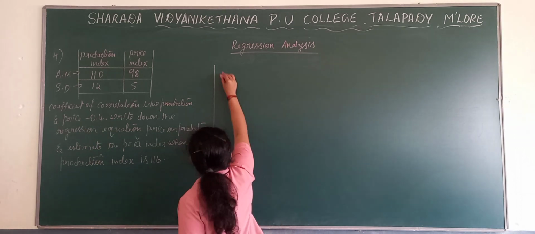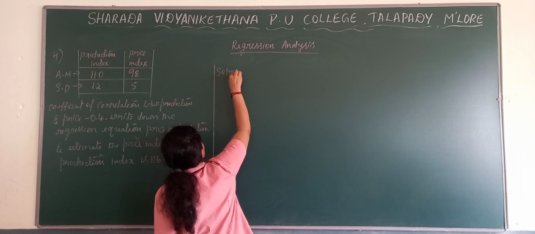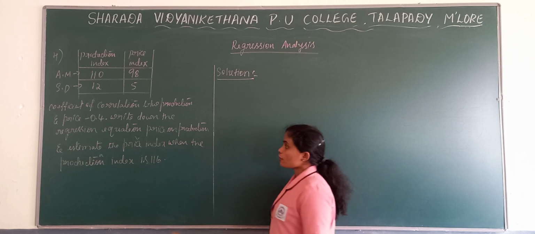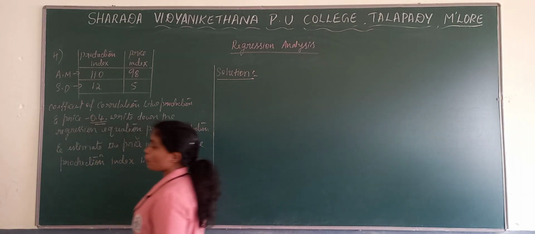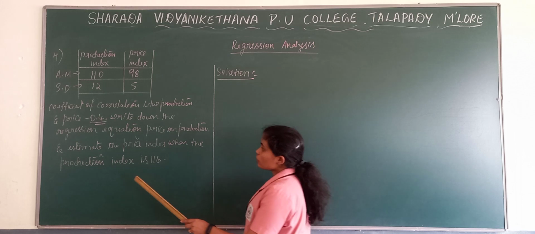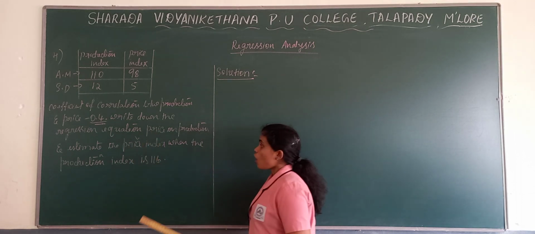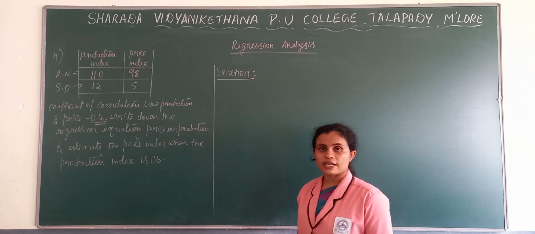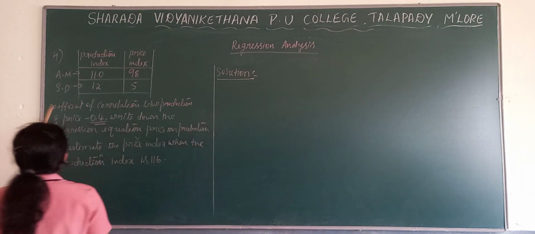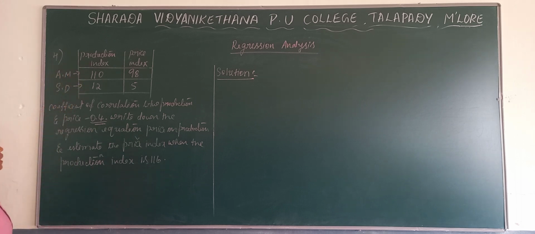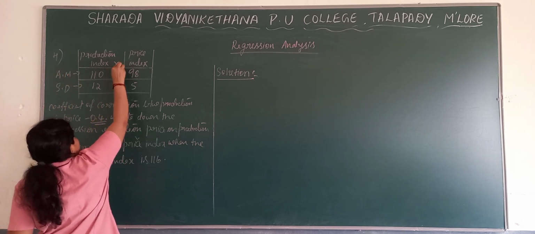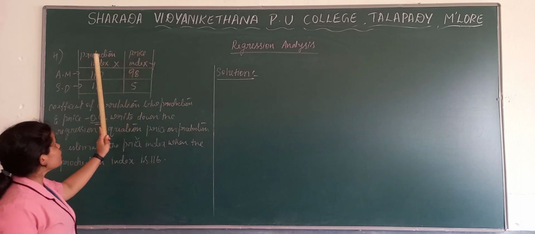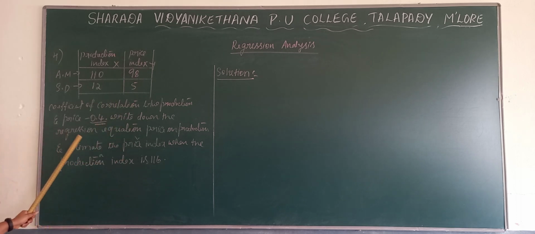So here in the solution we can write given value as a coefficient of correlation, it is 0.4. Now write down the regression equation of price on production and estimate the price index when production index is 160. Now firstly, we will take production index and price index. Here production index as x and price index as y. We need to identify the variables x and y. Now what we need to obtain?